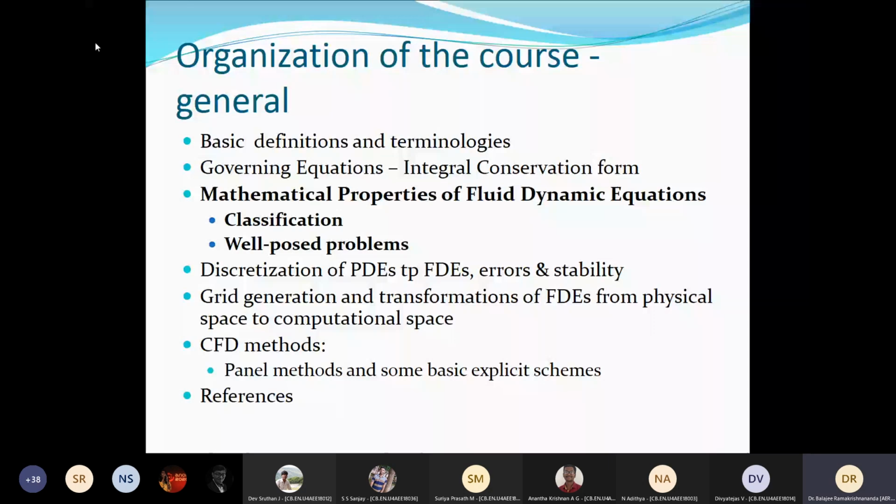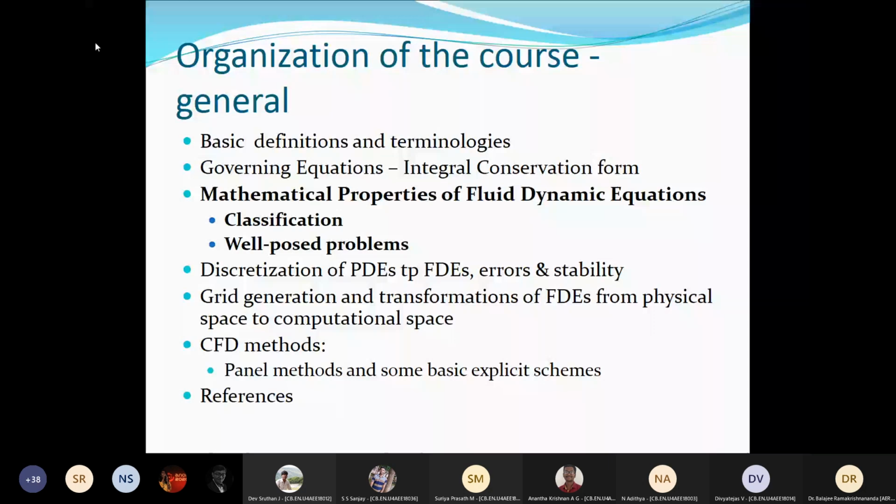So we'll go to these mathematical properties. There are two subdivisions here. One is how to classify them. Second is what you call a well-posed problem? That is just a definition, nothing much there. Have you done this classification earlier in some other course?